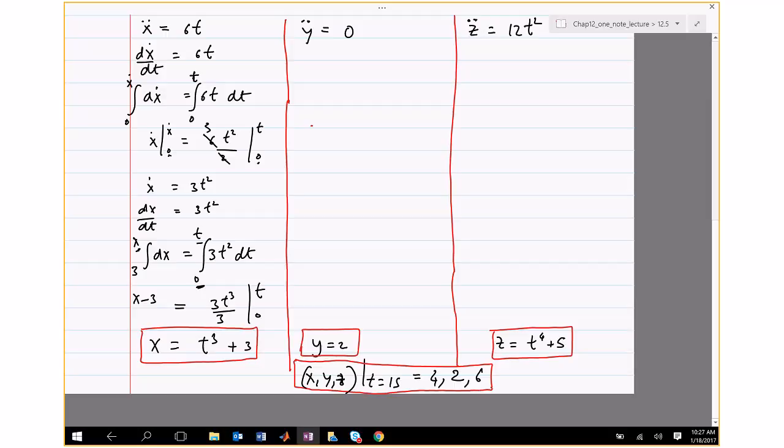So I gave you the answer. I gave you x, y, and z. I want you to fill in the steps. Solve for y and z. Do it at home. Okay, any questions? No questions?